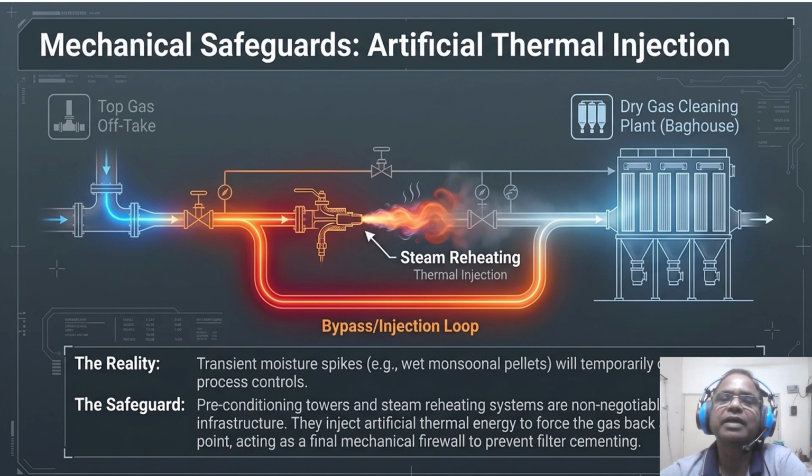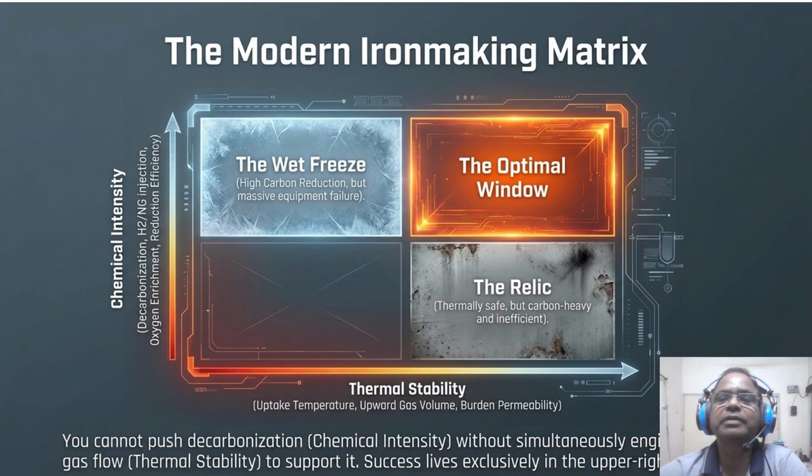So these strategies allow us to move within the iron making matrix. So coming to the modern iron making matrix, behold the roadmap. So older plants are basically safe but inefficient. So pushing decarbonization without thermal engineering leads to the wet freeze. So success is the optimal window. You cannot increase chemical intensity without also engineering thermal stability. That is the gold standard. So mastering this gradient is the final step.